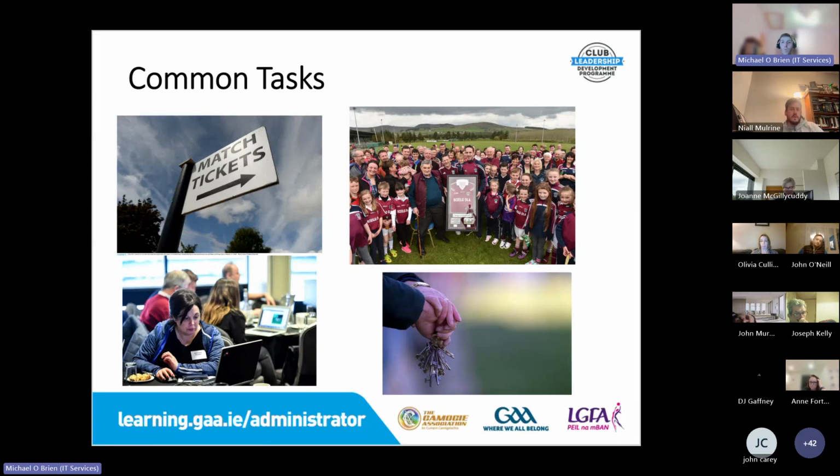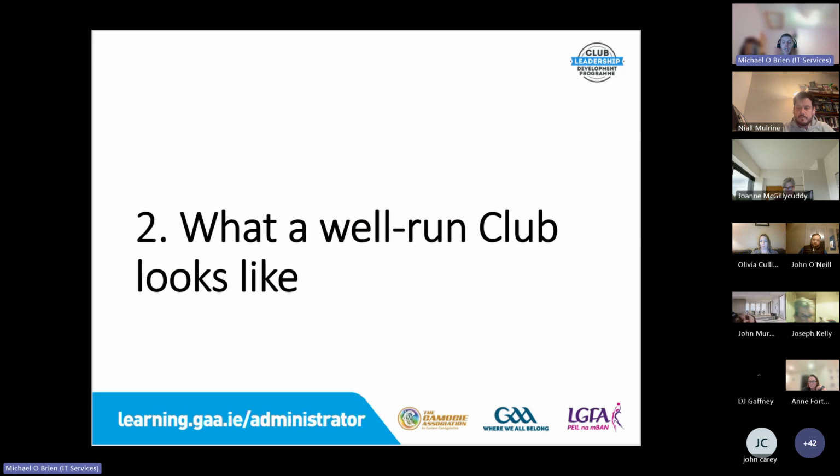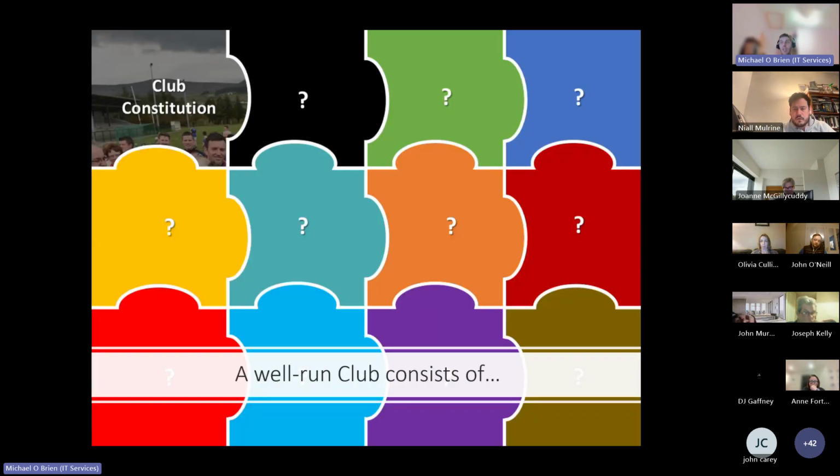So, what does a well-run club look like? And now this is where I'm going to ask some people to put some points into the chat. Croke Park have developed this kind of jigsaw scenario where all these pieces come together to form a well-run club. And this is just a sample. The list of what a well-run club looks like could be exhausted, but here are 12 pieces of what a well-run club looks like.